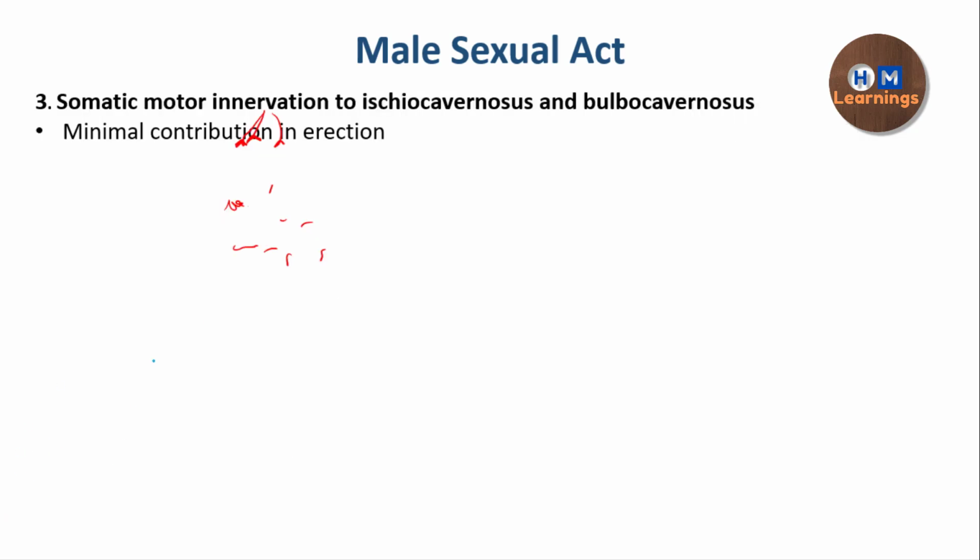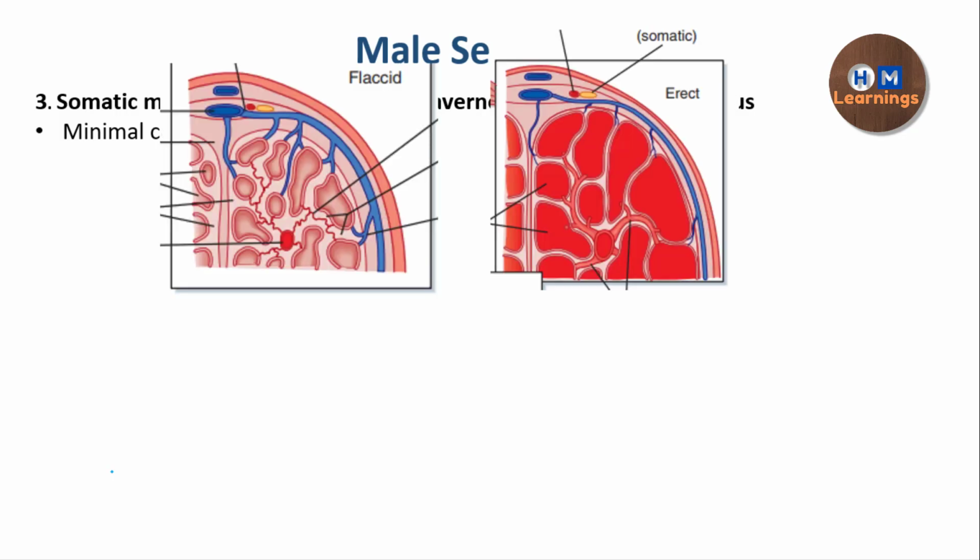Next one is, what is the action of the somatic motor innervation? As I said, it has a minor contribution in the erection. They have a major contribution in the ejaculation. As I said, there are two states of the penis, flaccid and erect. Erect is when the erection has happened. So you can see what is the difference. Here you can see that there are sinusoidal spaces which are empty, which are not containing the blood.